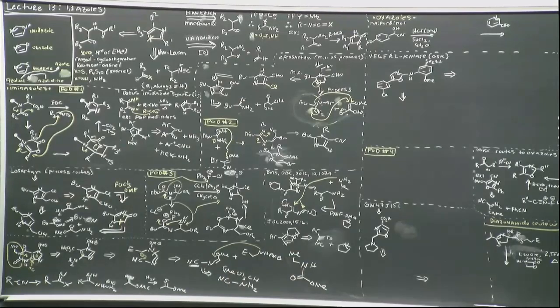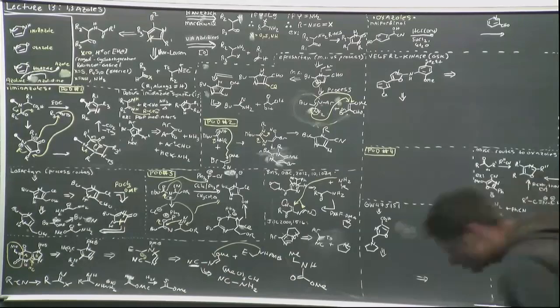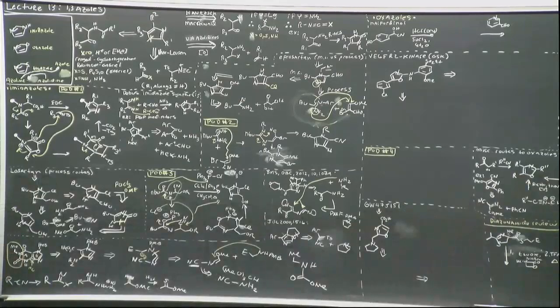Could you go the other way? That is, could you take a ring system like A and then build on B? You could, but that would require some sort of labeled malonate. What would you rather use, labeled malonate or labeled cyanide? Obviously, the cyanide is going to be a lot cheaper than the malonate.